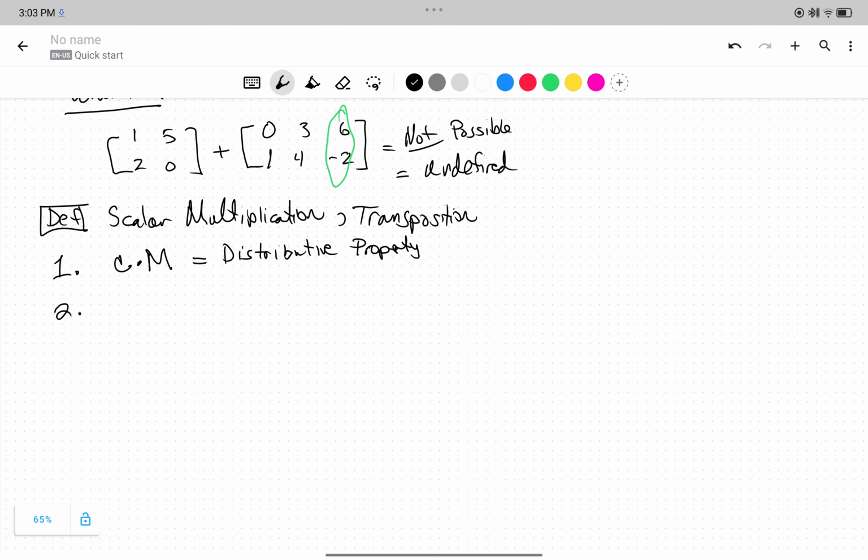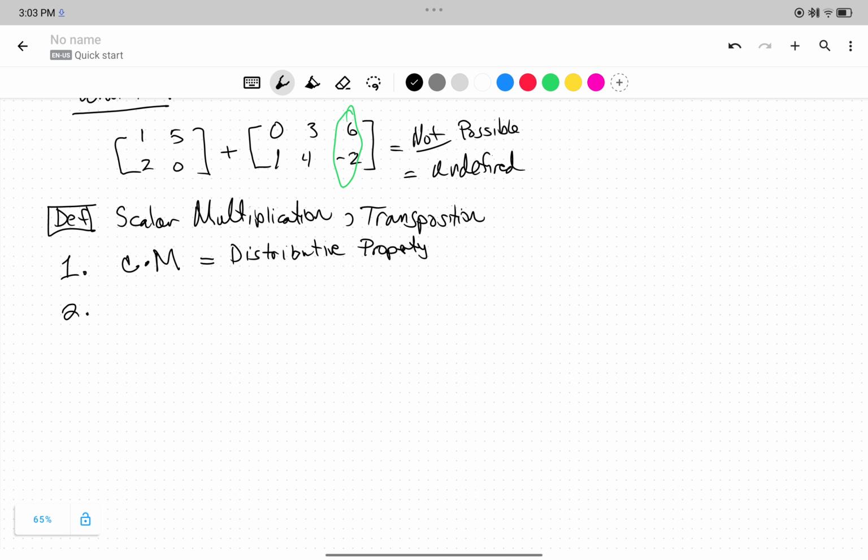Okay, number 2. What about transposition? How does that work? Transposition is going to tell you to switch. The rows are going to turn into columns and vice versa. The columns are going to turn into rows. So this is simply switching rows and columns.